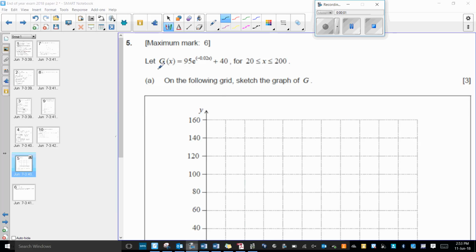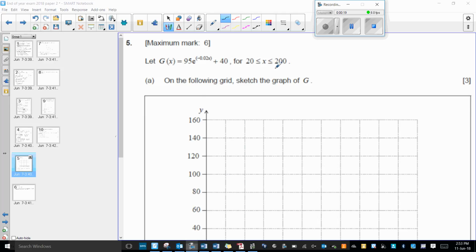So we have this amazingly weird function here on the grid. On the following grid, sketch the graph. It says between 20 and 200. Okay, so that's only x values between 20 and 200. Lots of people lost marks because they drew exactly what they saw.